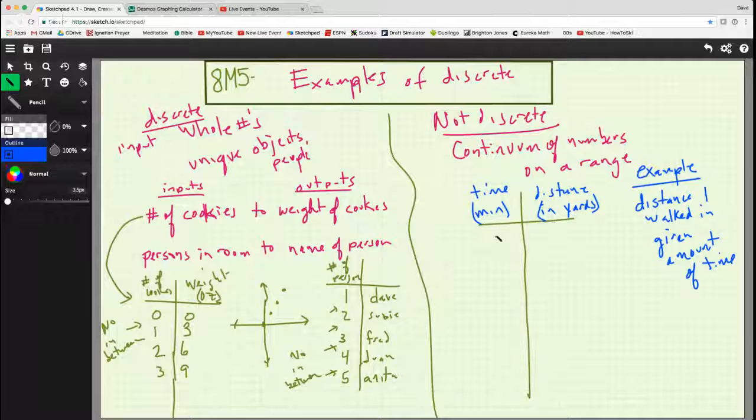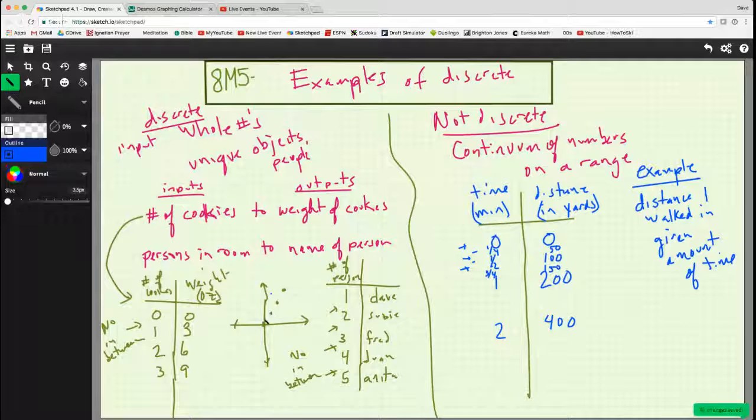So in 0 minutes, I'd walk 0 yards. In 1 minute, let's say I walked 200 yards. And in 2 minutes, I walked 400 yards. Well, this is still not discrete because I could say, well, in half a minute, I walked only 100 yards. And then in a quarter of a minute, I walked 50 yards. And then I could keep breaking them down over and over. And I could get down to 3/4. I walked 150, but there's always something in between.